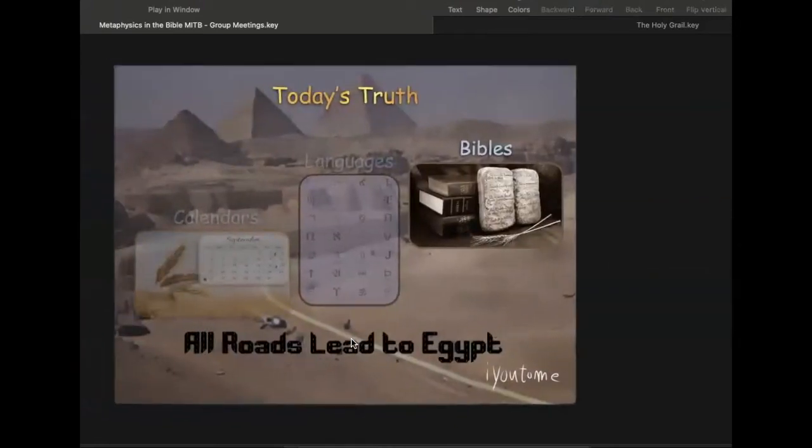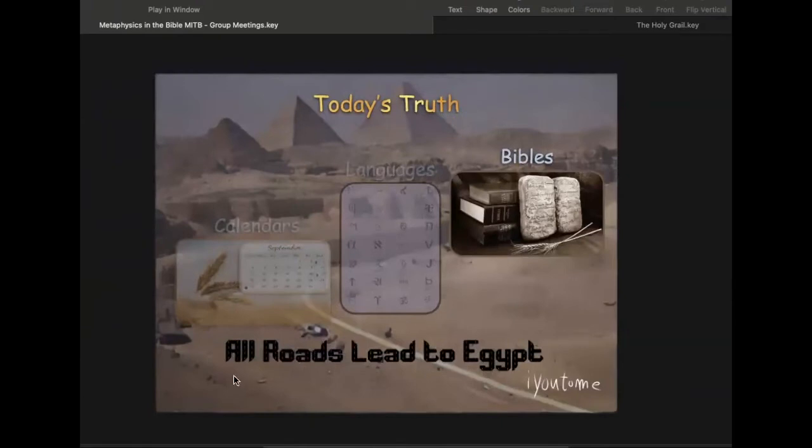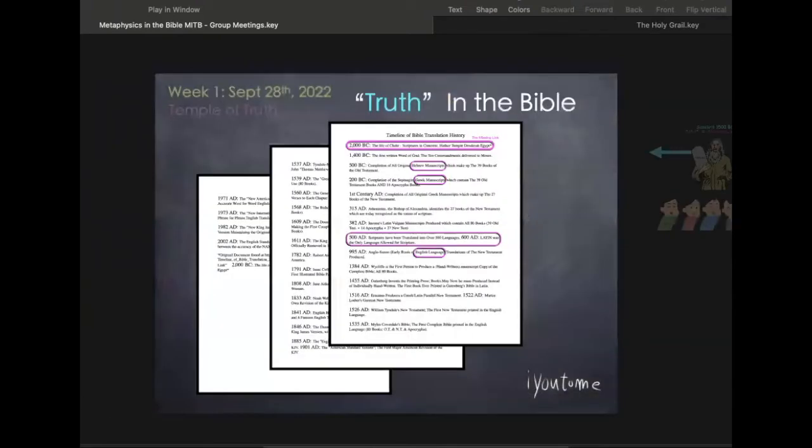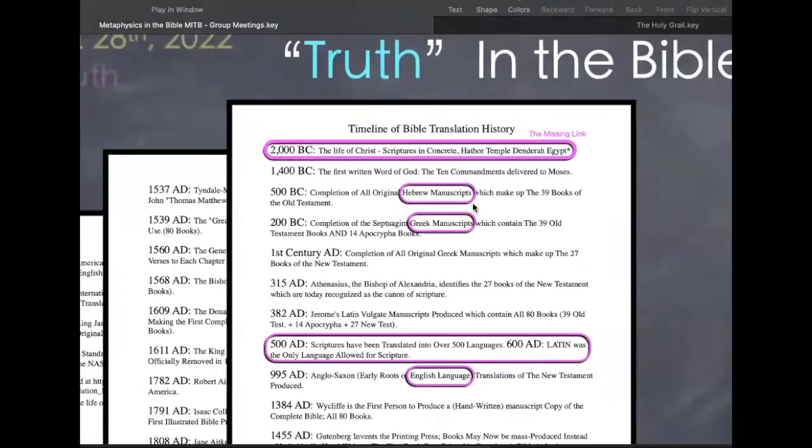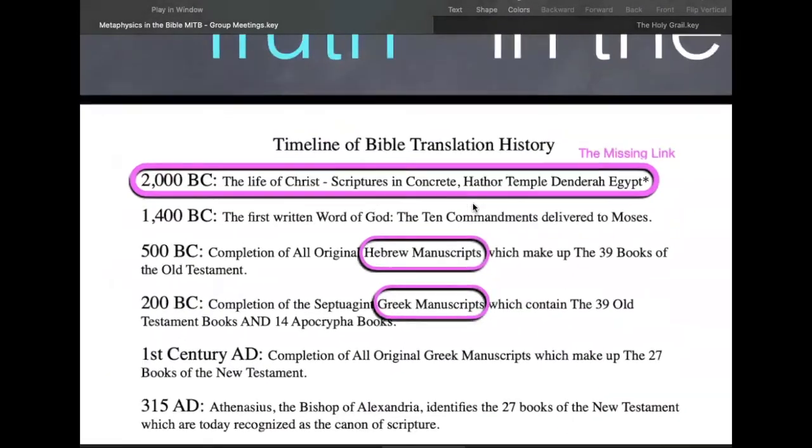Okay, we're going to move on to the truths in the Bible. Look how many Bible translations there are. It's no wonder why we don't all agree on religions. Where is the truth? The truth is that the life of Christ was put there in the scriptures in concrete in 2000 BC at the Hathor temple, Dendera's zodiac in Egypt. This is the missing link.